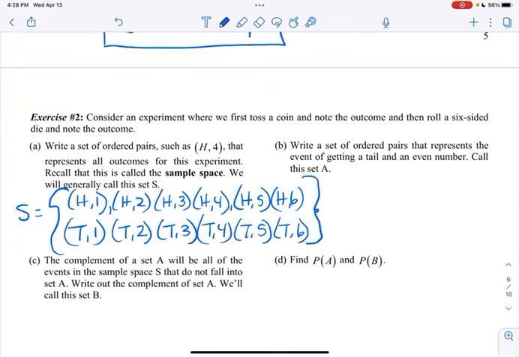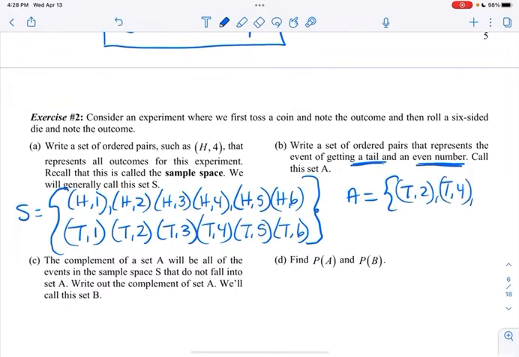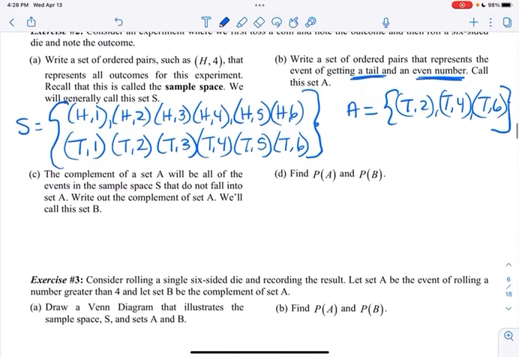All right, so what do I have? I have 12 possible outcomes. Write a set of ordered pairs that represents the event of getting a tail and an even number. Okay, and I'm going to call that set A. So a tail and a 2 is one possibility, a tail and a 4 is one possibility, and a tail and a 6. So there's 3 possibilities there.